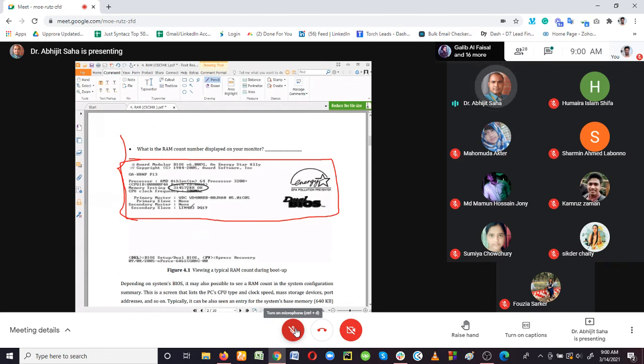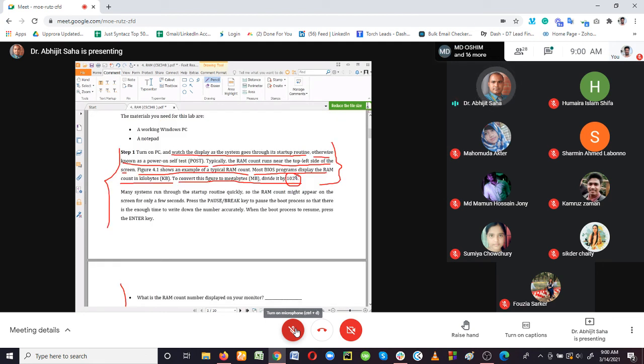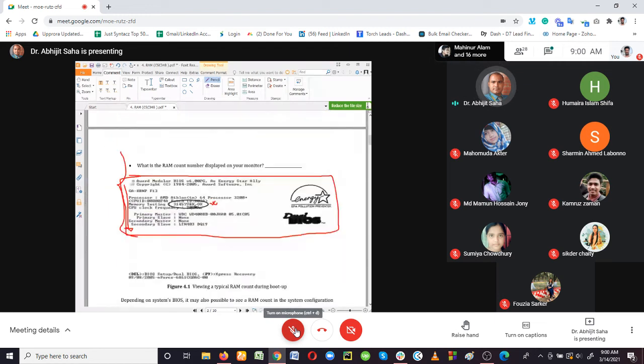With that, we could get an idea about our computer system: what processor I am having, what type of and how much memory I am having. This comes in kilobytes, and if you divide it by 1024, you get how many megabytes there are, and the clock frequency. So this is the usual screen of before, long ago, when we were using Windows 97 and so on.